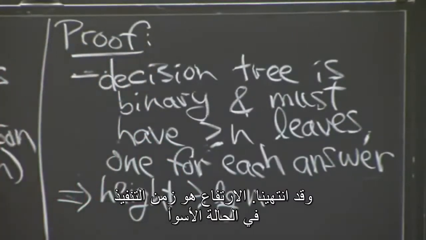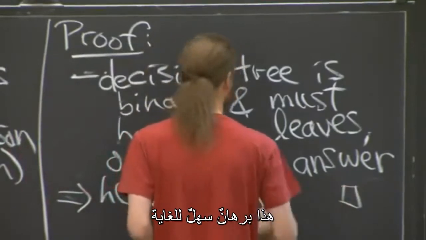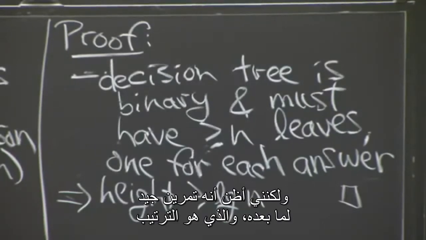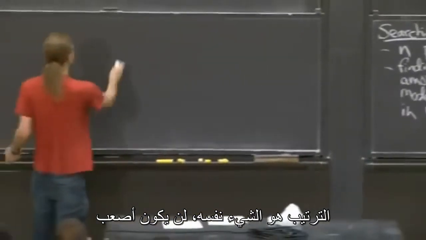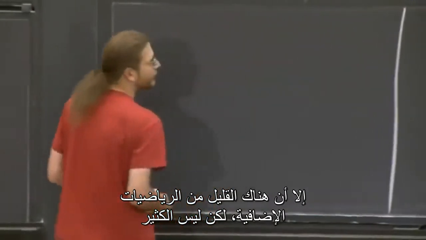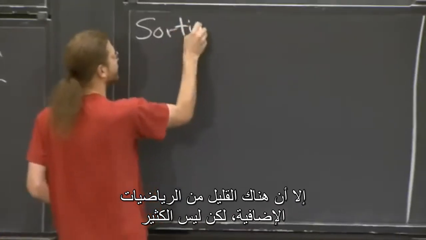We're done. The height is the worst case running time. Super, super easy proof. So easy, it's never been taught in 006 before. But I think it's a good warm-up for the next one, which is sorting. Sorting is really the same thing. It's not going to be any harder, except that it's a little more math. But really not much more.